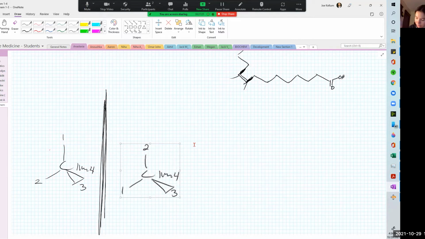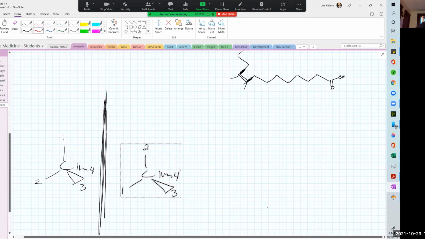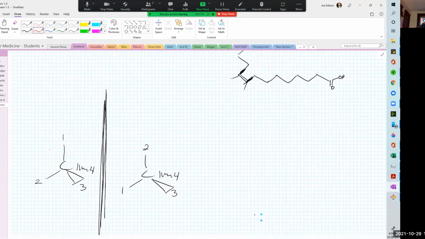I think they'd be the same. Okay. Yeah, chiral. If they're chiral, they are expected to be the same. Yeah. So they have the same molecular weight. So that's going to tell you, but all isomers do.